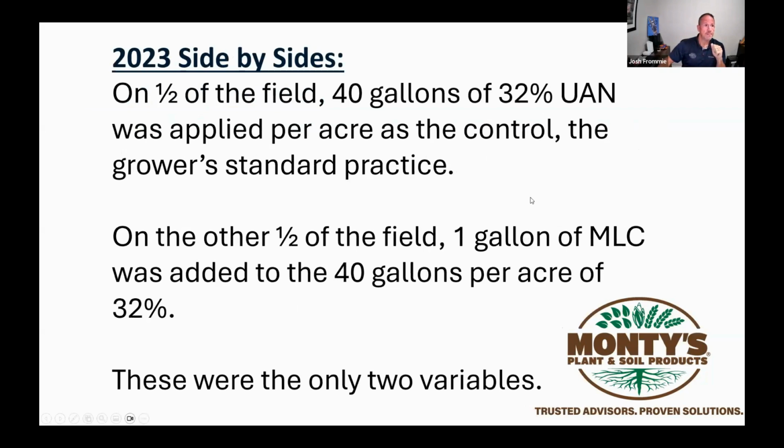So what did we do? On half of the field, we used 40 gallons of 32% UAN per acre as a control. That's the grower standard practice, what they do every year as their nitrogen source. On the other half of the field, the only thing that we did different was use 1 gallon of Monty's liquid carbon added to the 40 gallons per acre of UAN, and these are the only 2 variables.